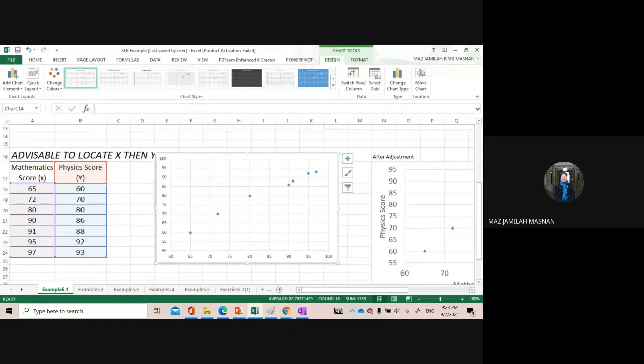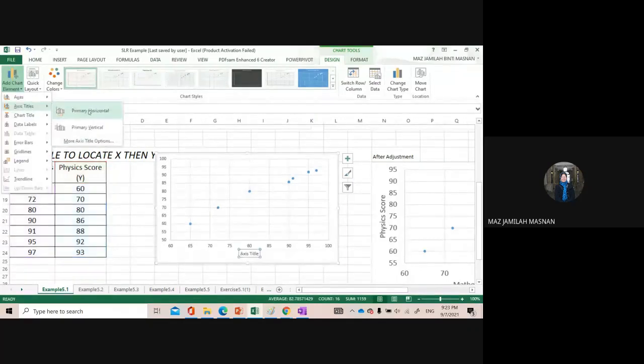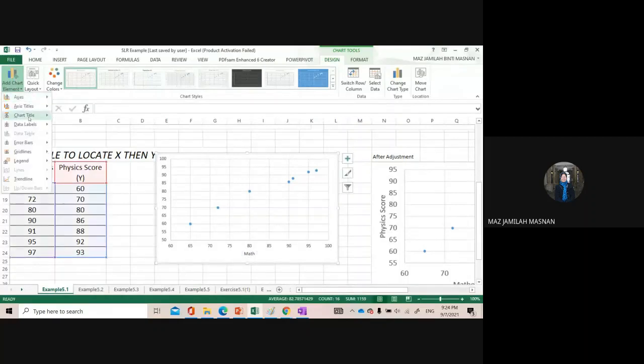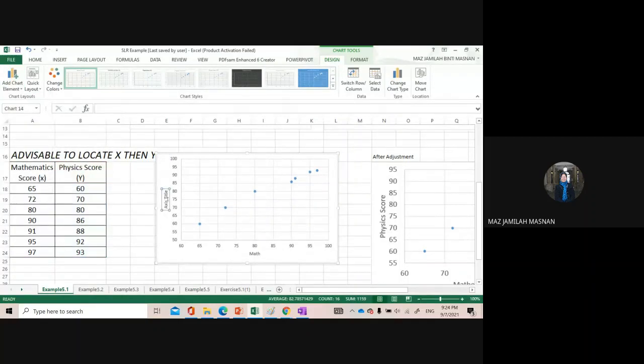Go to design, go to add chart element, go to primary horizontal, and put your axis title. In this case I just put maths. Then add the axis title for Y and put physics. Whatever you do here, class, please check whether your data is according to the correct source or not. That's how you do your scatter plot.